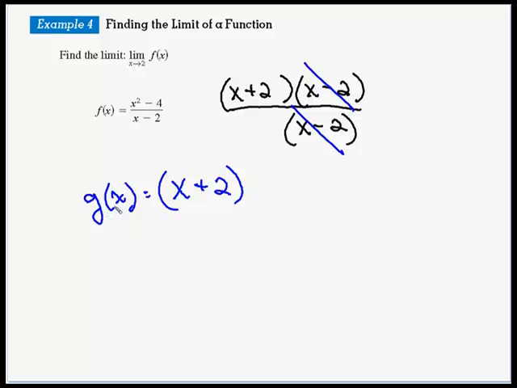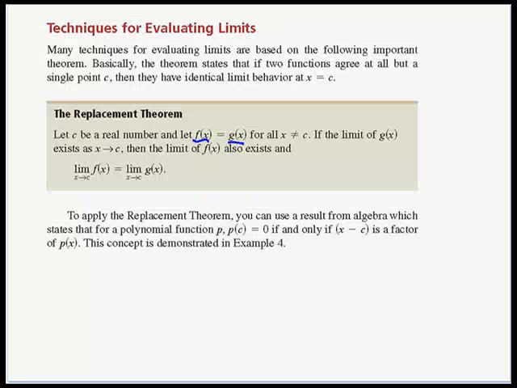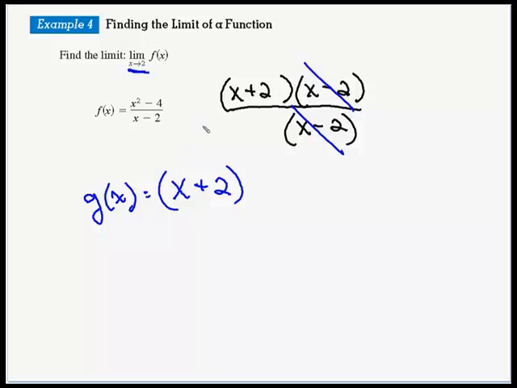These functions are exactly the same except for one given point, the point 2. Back up to that replacement theorem. Let f of x and g of x be equal. These functions are exactly the same, but I just made them look a little different. I factored the numerator and canceled a term. F of x and g of x are the same, except at one point.